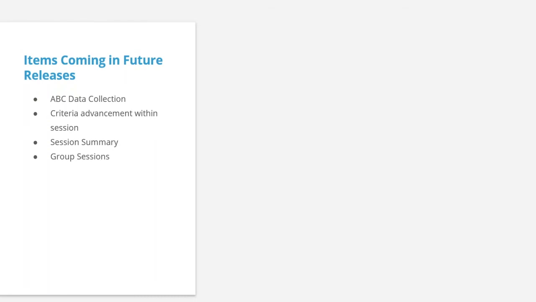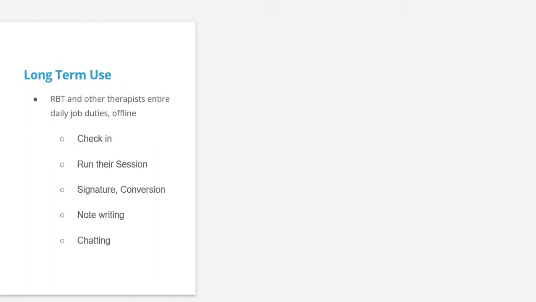Okay. So our goal is long-term use, which has to do with some of the questions that I see now. Our goal for CentralReach is we want to be able to hand an RBT or another technician, another therapist, their application, and we want them to do their entire daily job duties offline. And we're halfway there, right? More than halfway there. They're able to check in. They're going to be able to run their session after this release this week. They're able to get a signature, right?